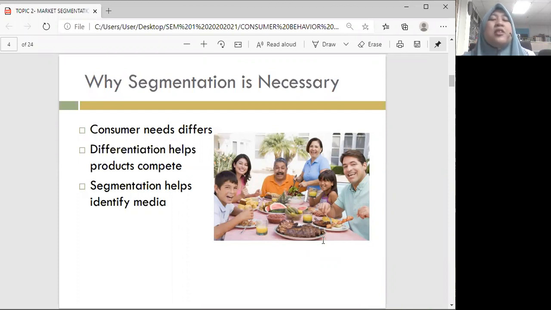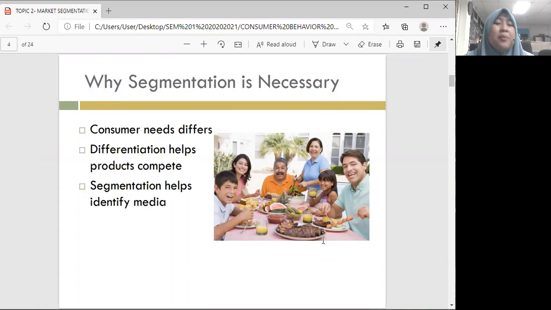And the second one, differentiation helps the product compete. Of course, if the product is just a standardized product, there is no uniqueness, there is no novelty, no difference. Everything is the same and we look like a school uniform, for example: same color, same clothes. So there is no difference. That's why, when there is differentiation, the company, the manufacturer and the supplier, compete with each other in terms of design, features, functions, color, and packaging.